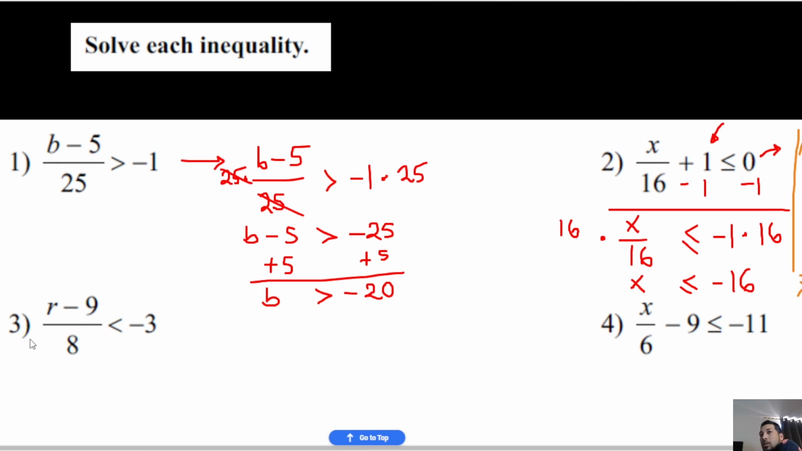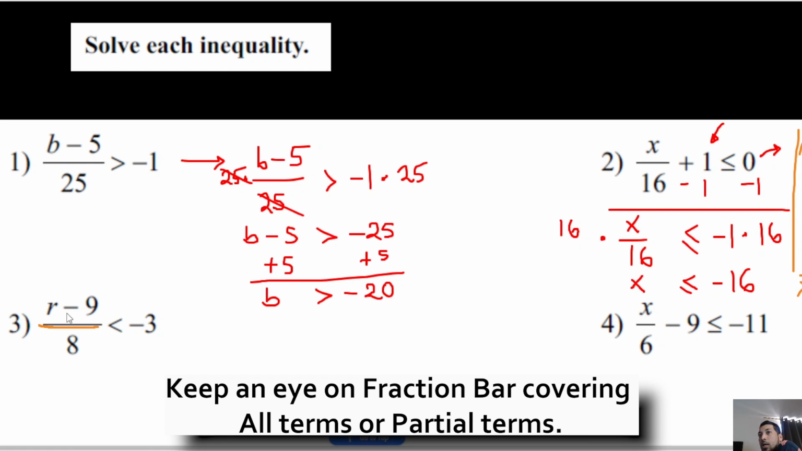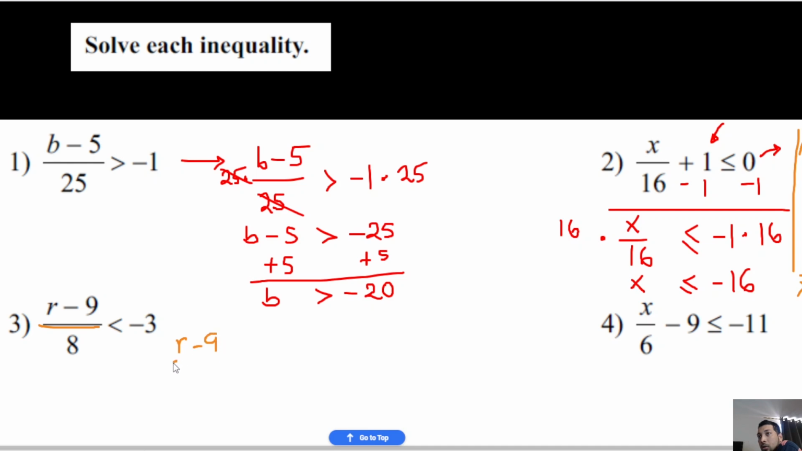Now let's look at this third problem. Here you can see that we have a fraction bar that's covering all the terms. So r minus 9 over 8. So we have r minus 9 over 8 less than negative 3.